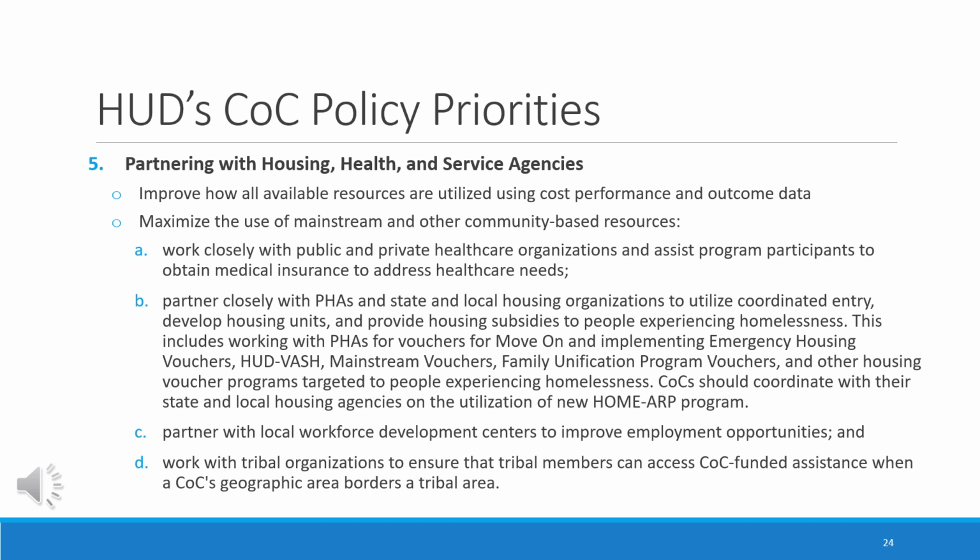HUD has also identified partnering with housing, health, and service agencies as a policy priority. This includes improving how all available resources are utilized using cost performance and outcome data. It also includes maximizing the use of mainstream and other community-based resources, specifically healthcare resources, housing authority or housing agency resources or other housing provider resources, and workforce development resources.